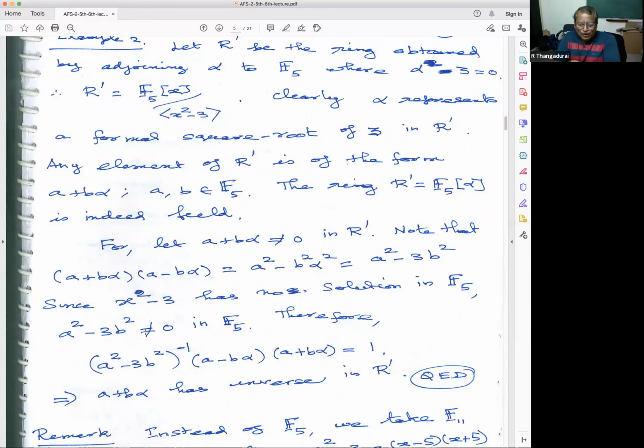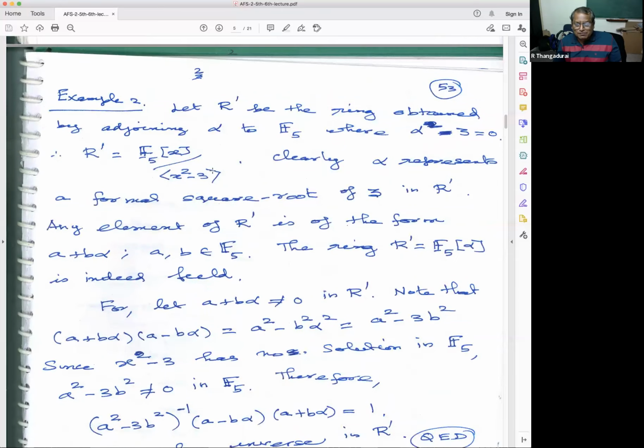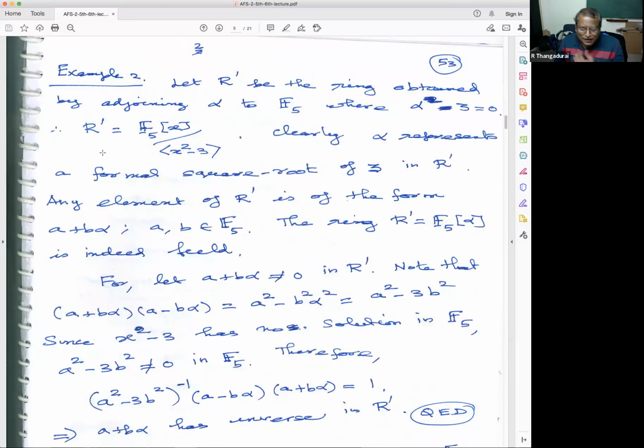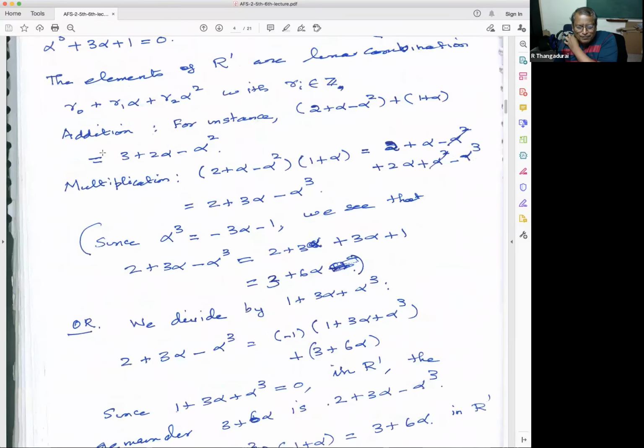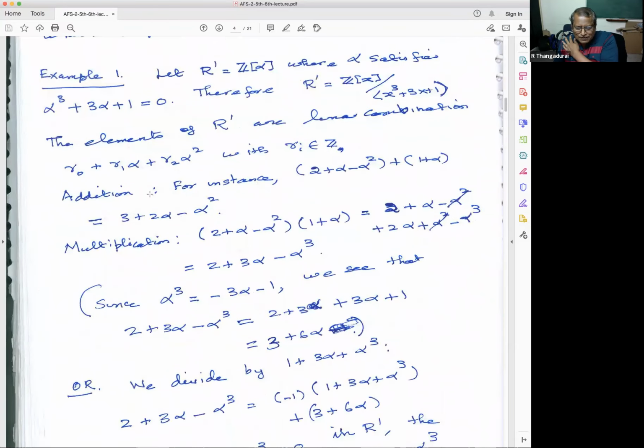So once it is non-zero in the finite field F5, it has an inverse. So we just multiply by its inverse. Then we see that a plus b alpha has an inverse; its inverse exists in R prime. Therefore R prime becomes a field. The previous example is not a field, it is a ring. But in this example, it becomes a field.